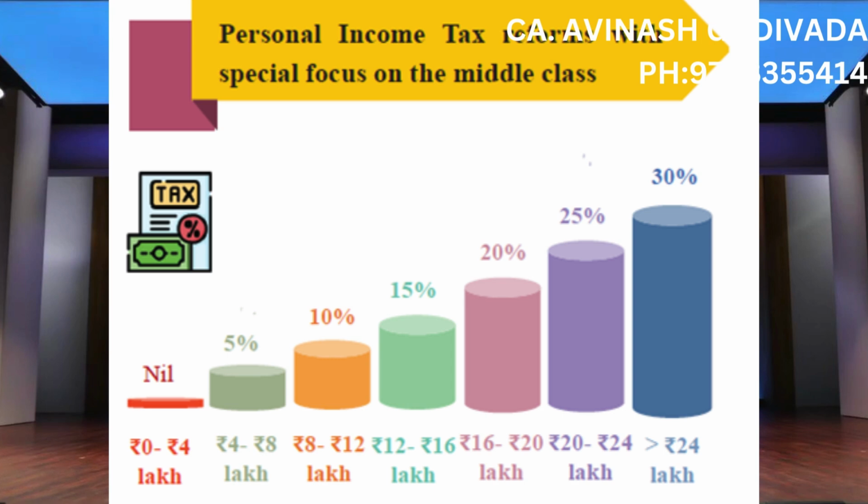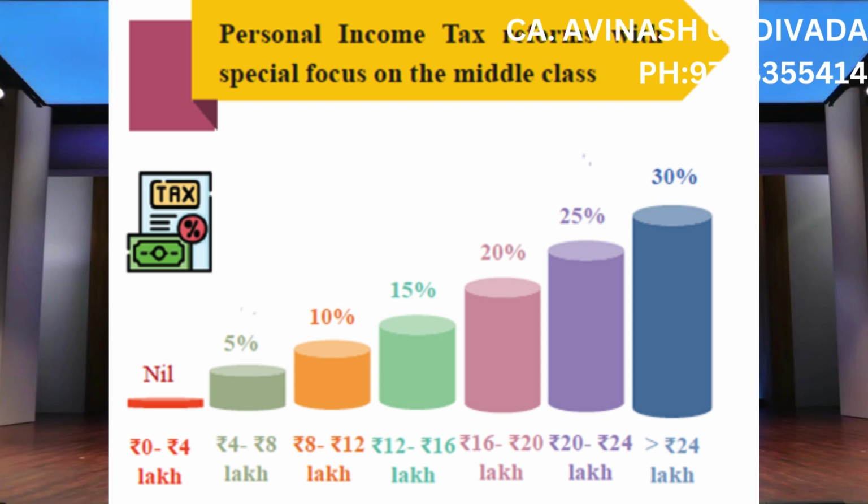Then coming to tax rates. For easy understanding, all incomes are in the 4th table and all tax rates are in the 5th table. See, 0 to 4 lakhs, 1st slab. 4 to 8 lakhs, 2nd slab. 8 to 12 lakhs, 12 to 16 lakhs, 16 to 20, 20 to 24 and more than 24. This is a series of 4.